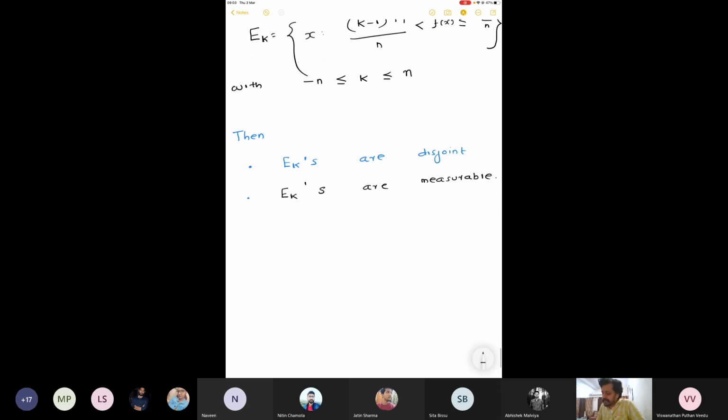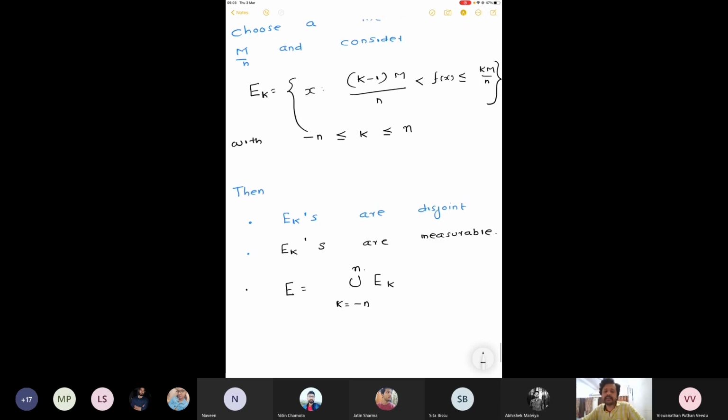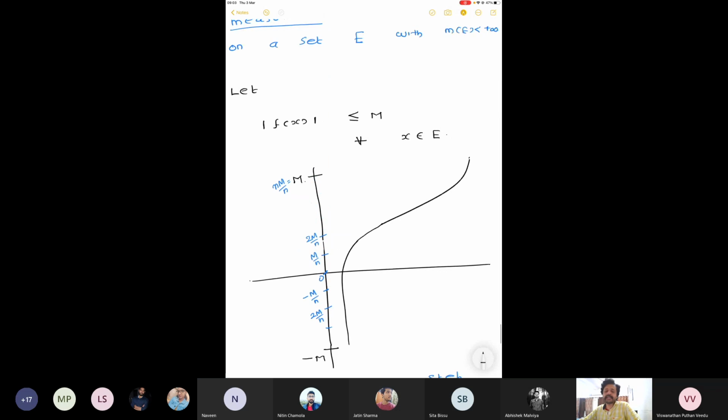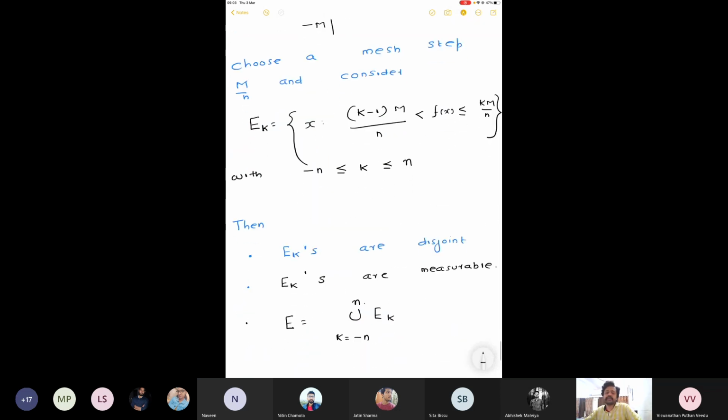And finally, E will be equal to the union of Ek, k from minus n to n. Is that clear? Yes, sir. Because for all x in E, f(x) lies between minus m and m, and that will be covered by the Ek's when k runs from minus n to n. So these are some trivial observations about Ek.